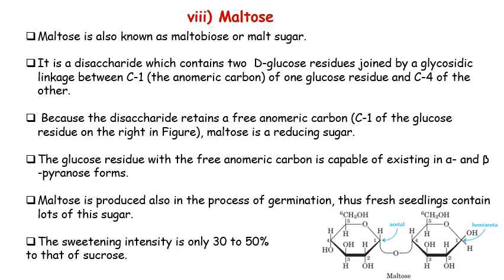The next one is maltose. Maltose is also commonly known as maltobiose or the malt sugar. It is also a disaccharide which contains two D-glucose residues, and those D-glucose residues are joined by glycosidic linkage between carbon number 1, the anomeric carbon of one glucose residue, and carbon number 4 of the other one.